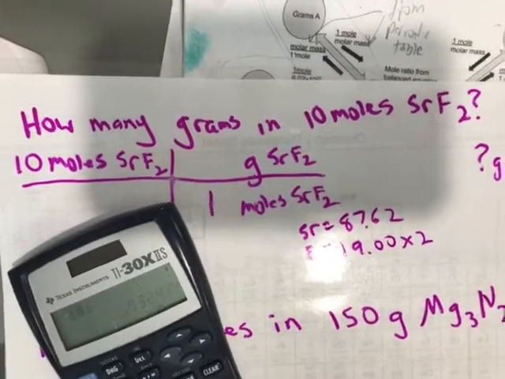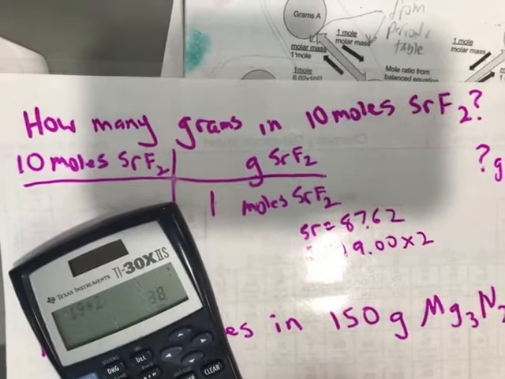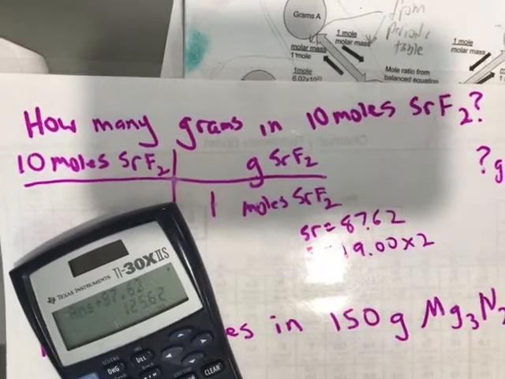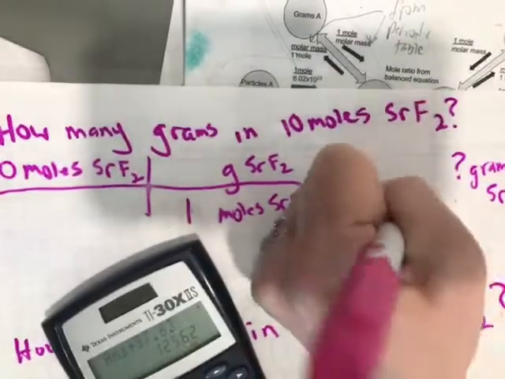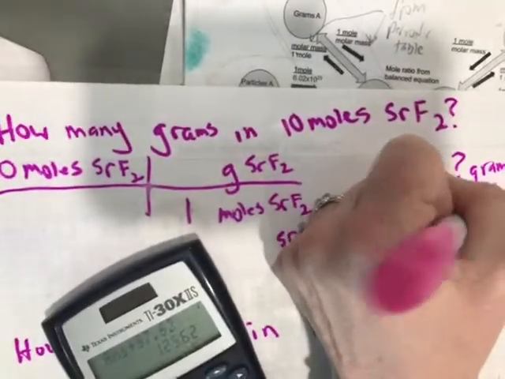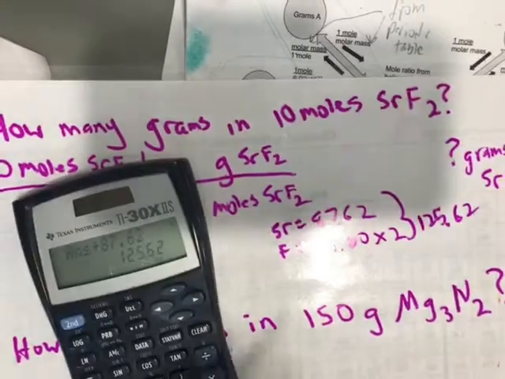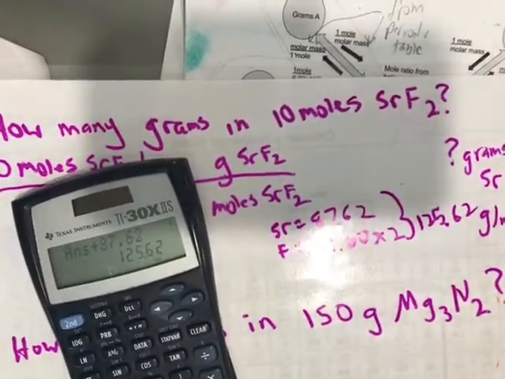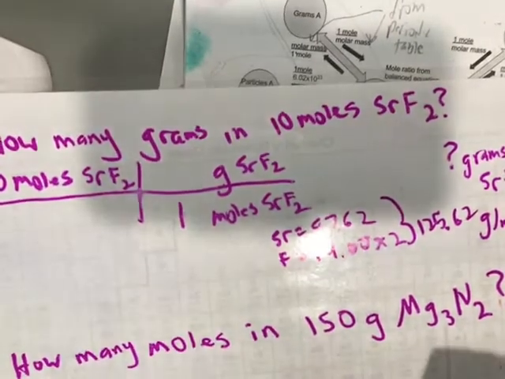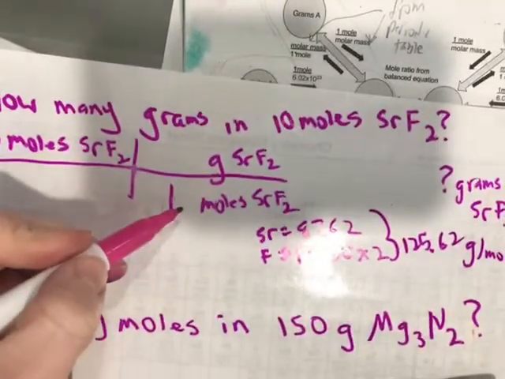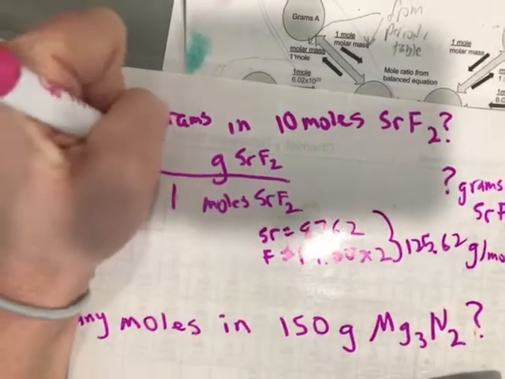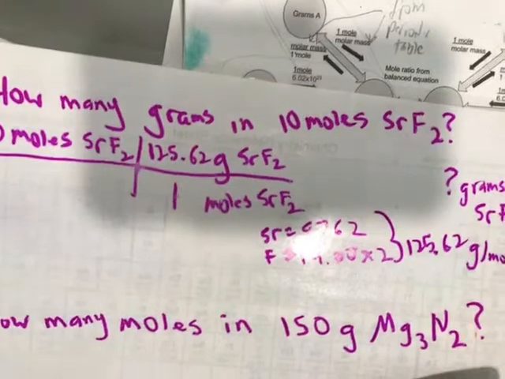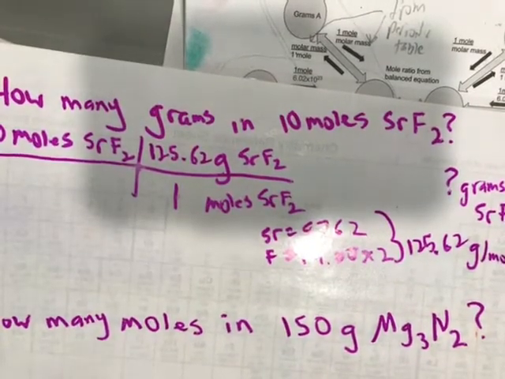So we'll go ahead and do that in our calculator. 19 times 2 plus 87.62. That's going to give us 125.62. So this part here is 125.62. The units, anytime you go into the periodic table, the units are grams per mole. I already have the mole part plugged in. So that means the gram part must go up here, 125.62 grams per mole. It's exactly phrased in the same way that we wrote it.